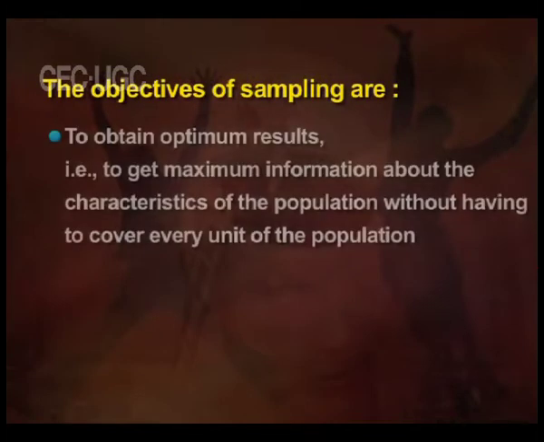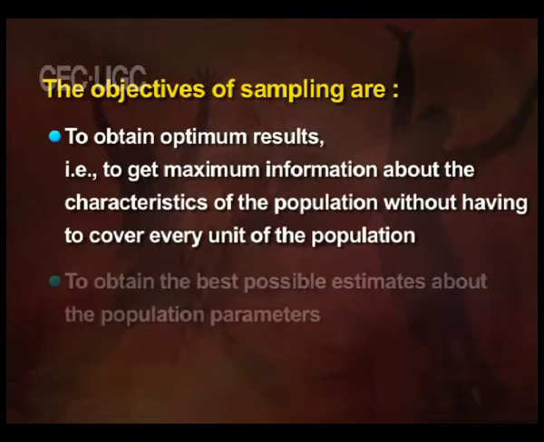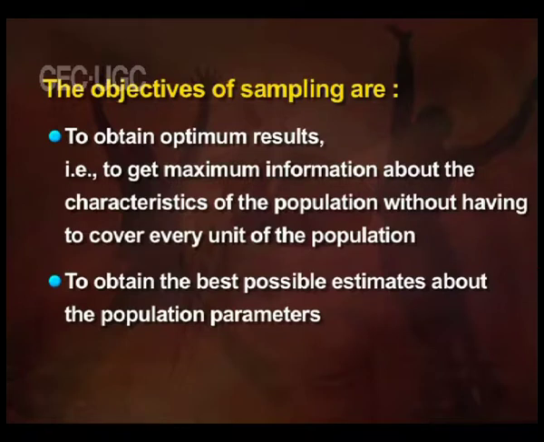Need for sampling. The objectives of sampling are to obtain optimum results, that is, to get maximum information about the characteristics of the population without having to cover every unit of the population. And secondly, to obtain the best possible estimates about the population parameters.